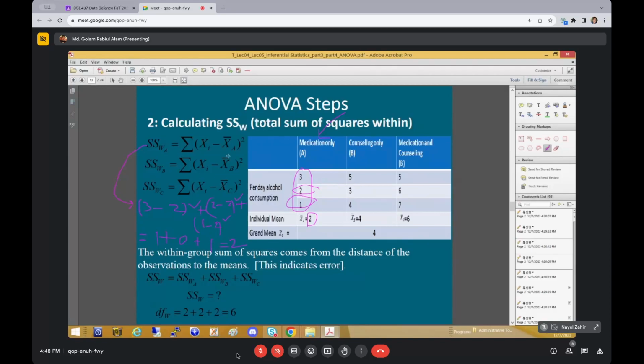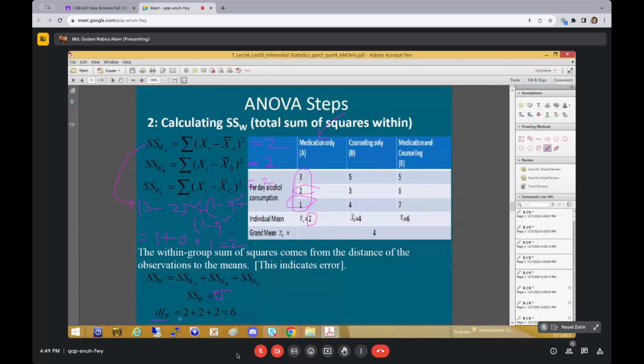So SSW equal to 2, if we do the math. Okay, so you will get those values. Then the SSW equals SSWA plus SSWB plus SSWC. It will be 2 plus 2 plus 2, that means 6. Similarly, we have to find out the DFW, the degree of freedom within.